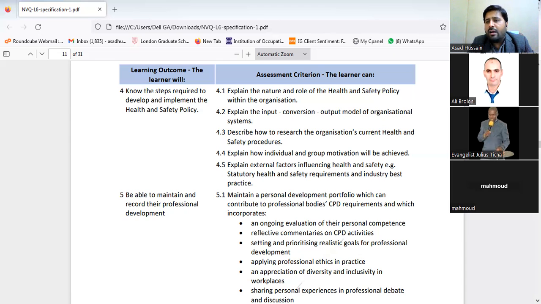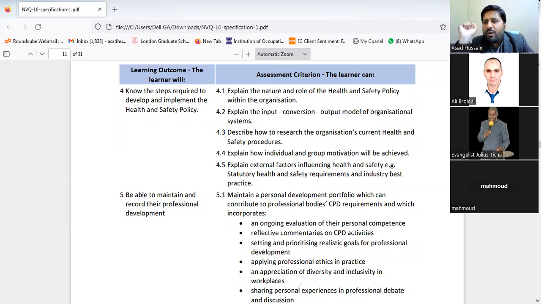They will purify that data, filter it according to the organization, and then give an output, and that output will definitely work for the organizational systems. Yeah, a full system. Okay, now 4.3: describe how to research the organization's current health and safety procedures.